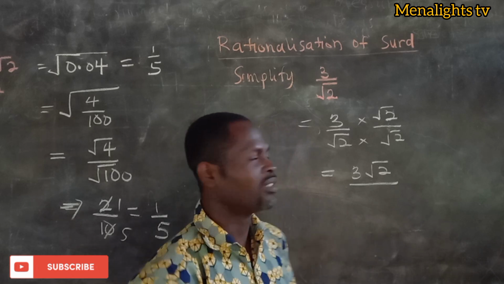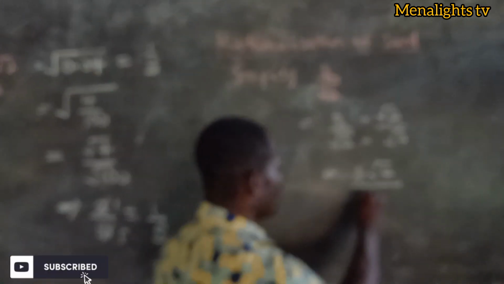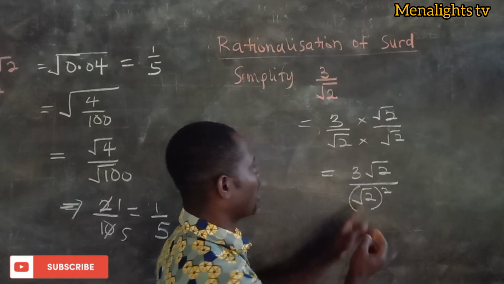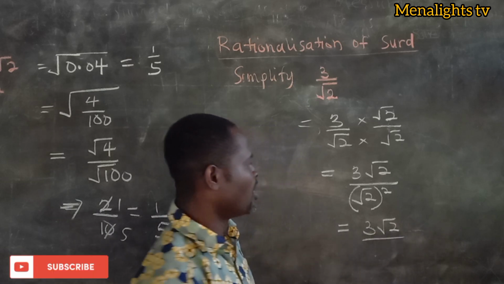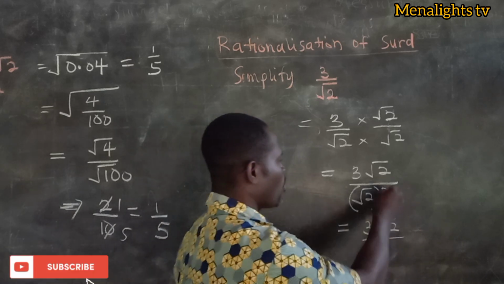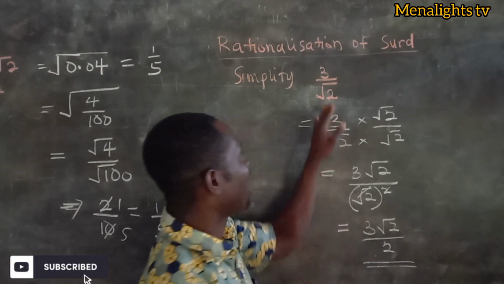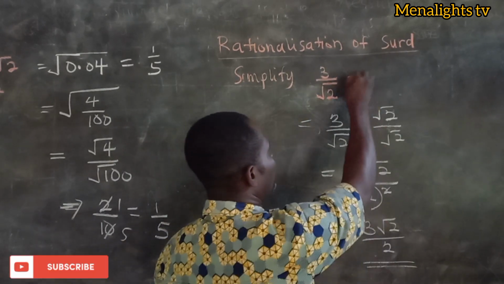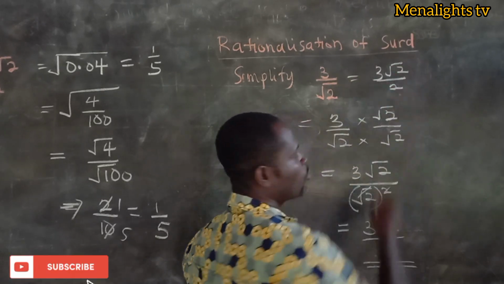Then all over root 2 times root 2 becomes root 2 squared. So root of 2 all squared, which is the same as 3 root 2 over root of 2 all squared. This square will cancel the root, so we are left with only 2. So when we simplify, 3 divided by root 2 is the same as 3 root 2 over 2.